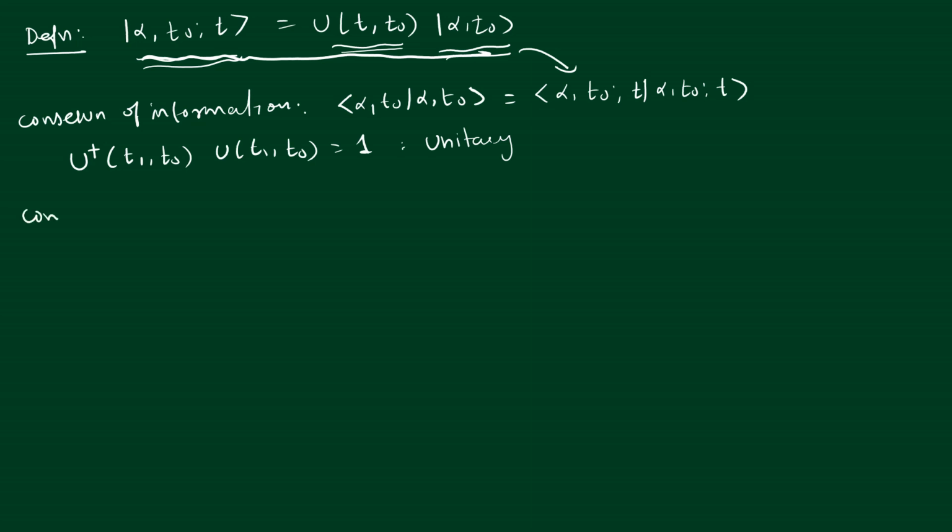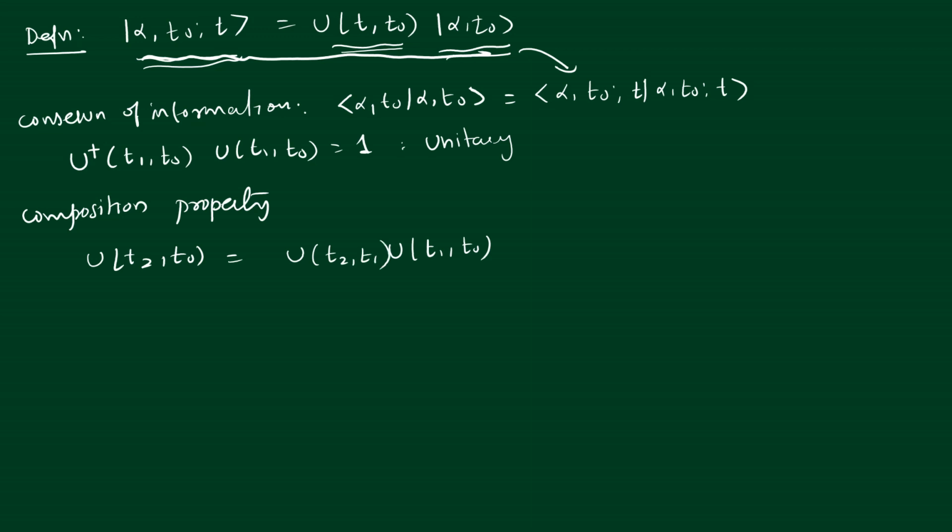Next is the composition property. The composition property says that U(t2, t0) can be written as U(t2, t1) U(t1, t0). We said we have to read it from the right: t0 to t1 and then t1 to t2 will give us the time evolution from t0 to t2.